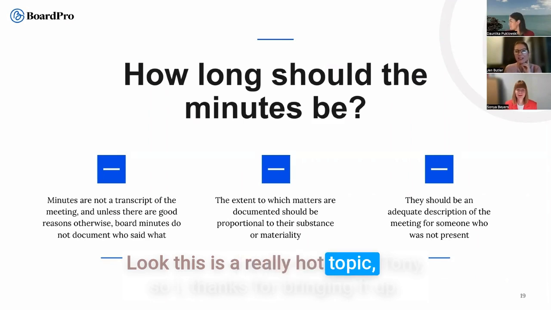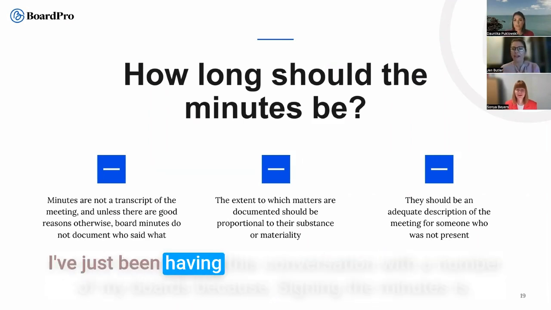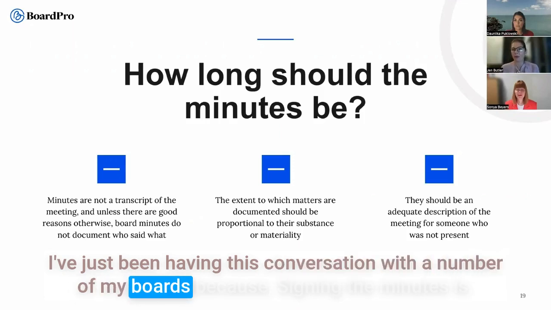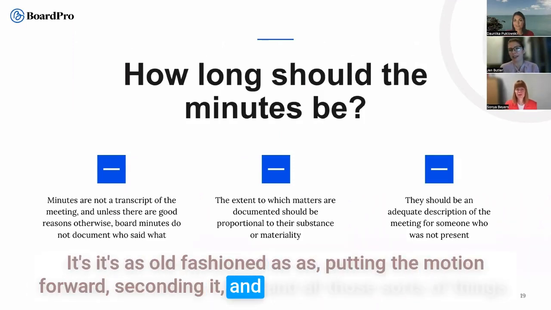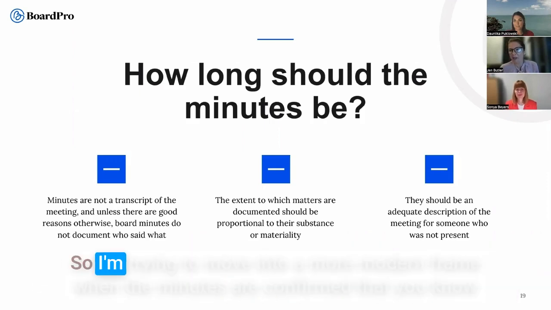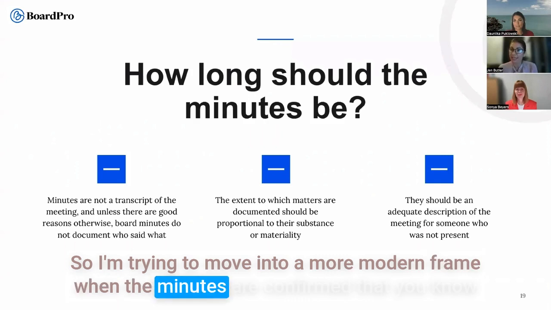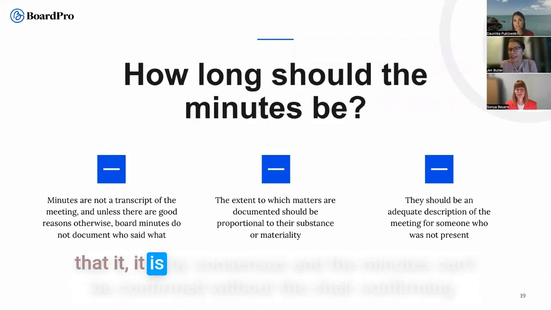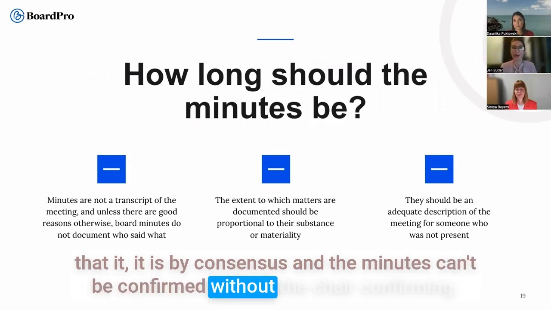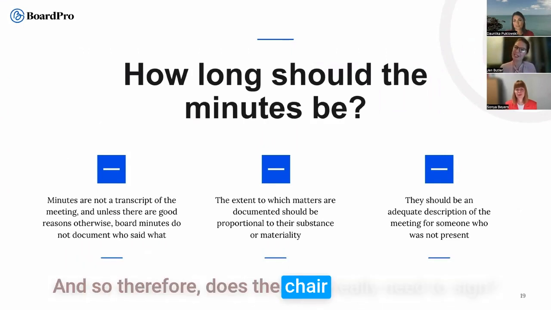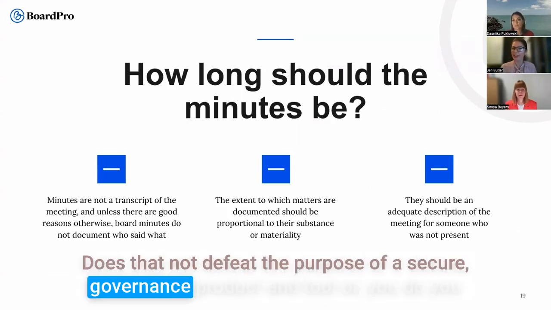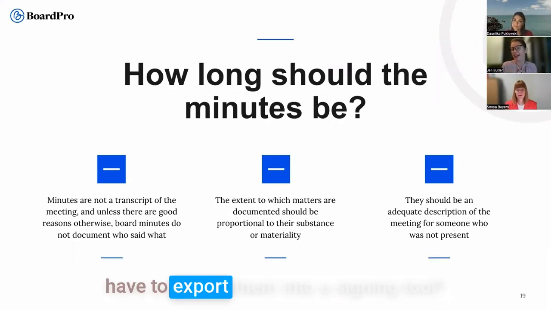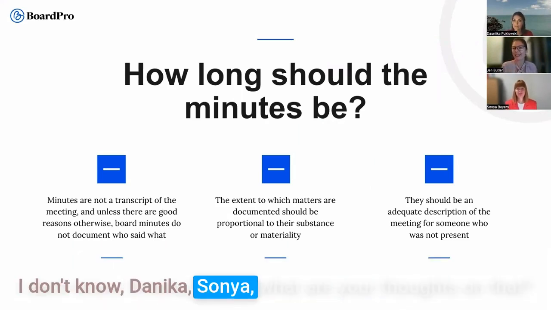Look, this is a really hot topic, Tony, so thanks for bringing it up. I've just been having this conversation with a number of my boards because signing the minutes is as old-fashioned as putting the motion forward, seconding it, and all those sorts of things. So I'm trying to move into a more modern frame when the minutes are confirmed, that it's by consensus, and the minutes can't be confirmed without the chair confirming. And so therefore, does the chair really need to print those out and sign them? Does that not defeat the purpose of a secure governance product and tool? Or do you have to export them into a signing tool? I don't know. Danica, Sonia, what are your thoughts on that?